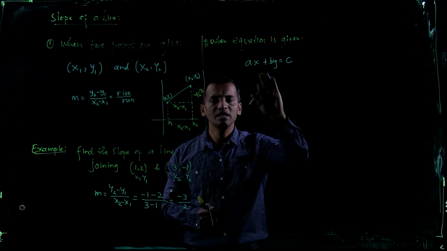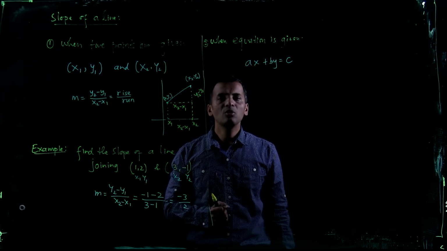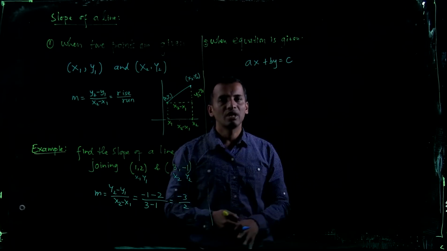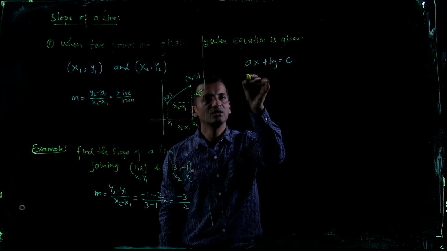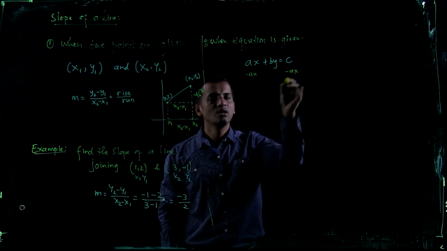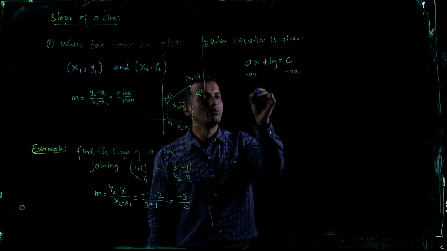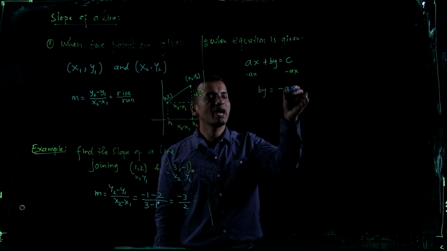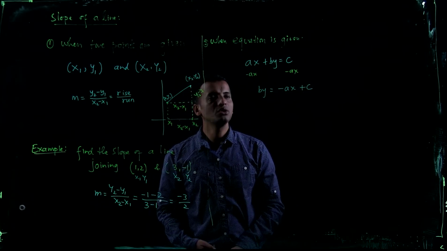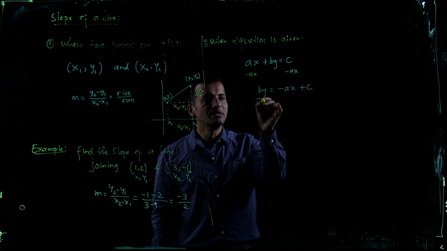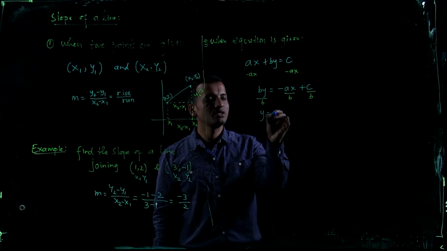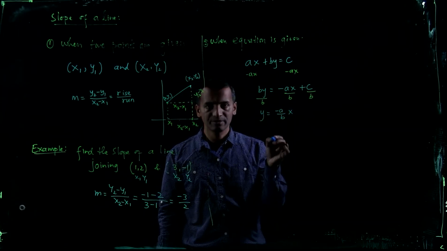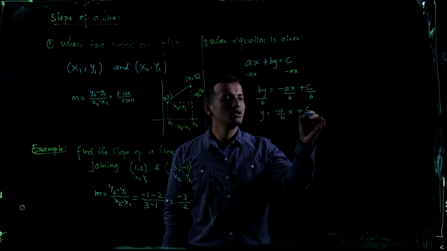To find the slope of a linear equation, the idea is to solve for y. Solving for y means you write y by itself and move everything to the right hand side. How do I solve this for y? First of all, you need to subtract ax from both sides. What do you get? by equals negative ax plus c. Then divide by b on each term, and you get y equals negative a over b x plus c over b.